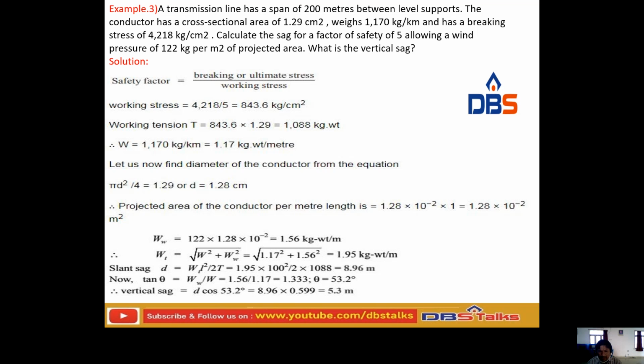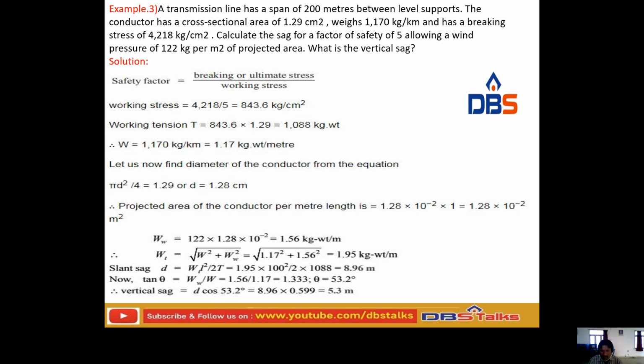Why omega L square by 2t? Because it is an unequal level spacing, that's why we go for omega total L square by 2t. Suppose the given supports are at equal level, then it would be omega L square by 8t. So omega L square by 2t is equal to 1.95 into 100 square by 2 into 1088, that is 8.96 meters.